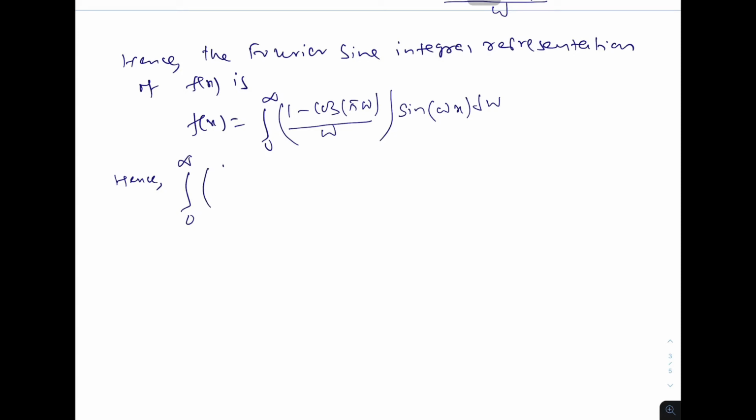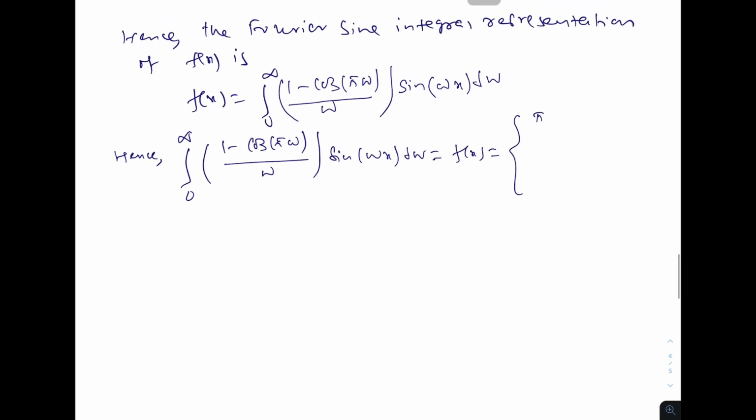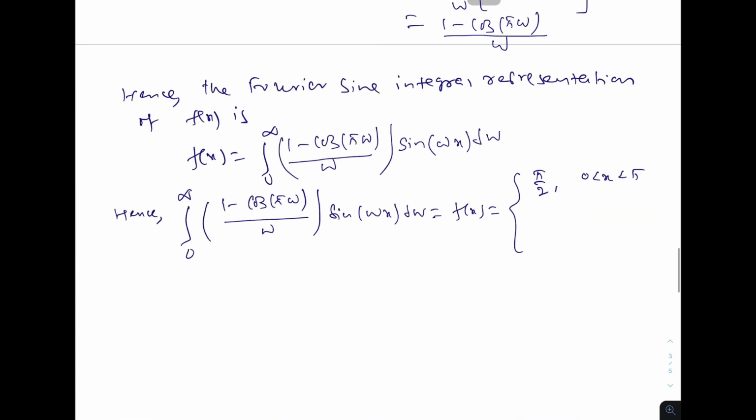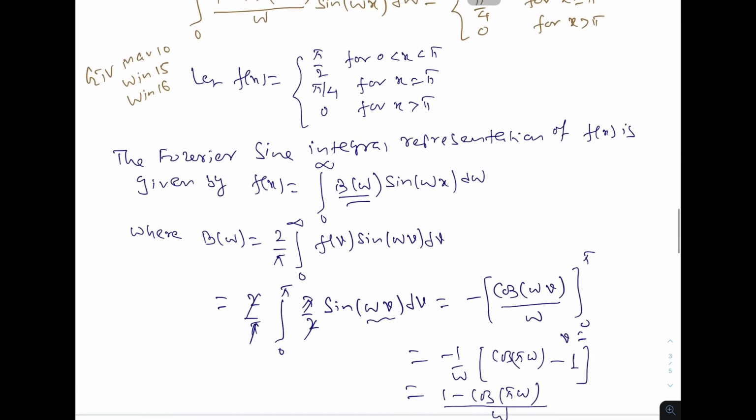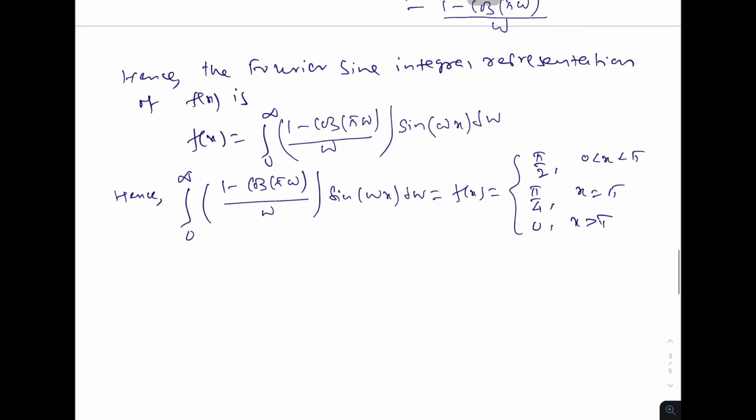So hence integration 0 to infinity 1 minus cosine pi omega over omega sine omega x d omega equal to f(x). But what is f(x)? f(x) is pi by 2 for 0 to pi, then pi by 4 for x equal to pi, and 0 for x greater than pi. So this is the way we can solve the example.